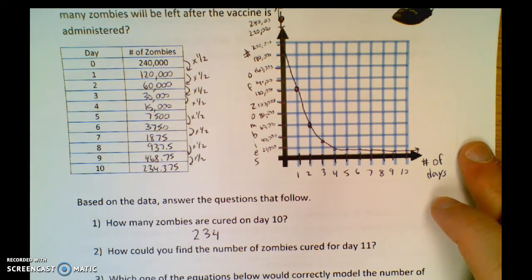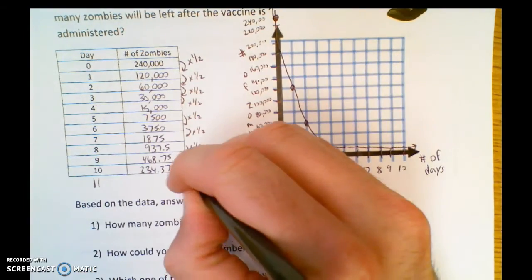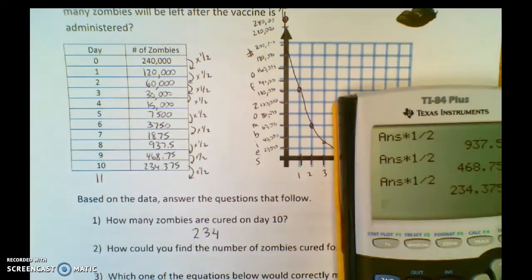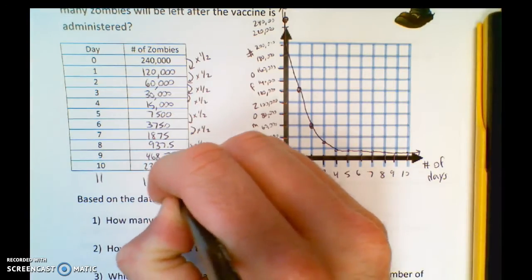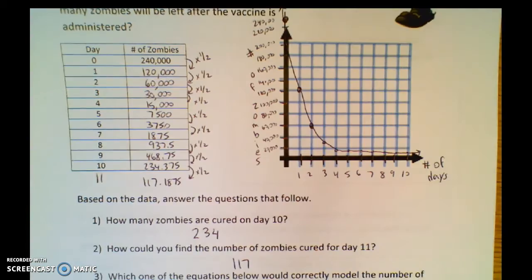How could you find the number of zombies cured for day 11? Well, we could just keep going with our table and do another half. So times 1/2 is 117.1875. Again, we're not going to round, so we're going to leave it at 117 zombies.